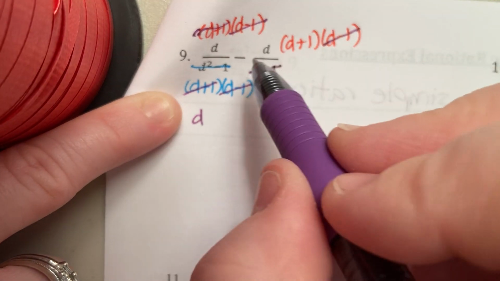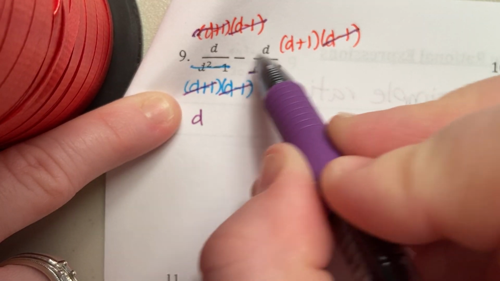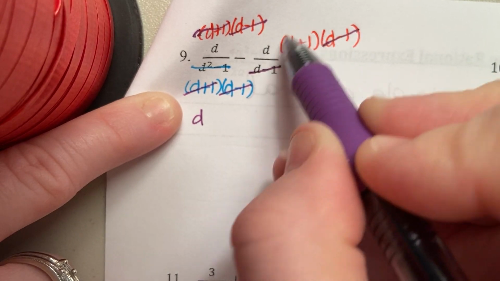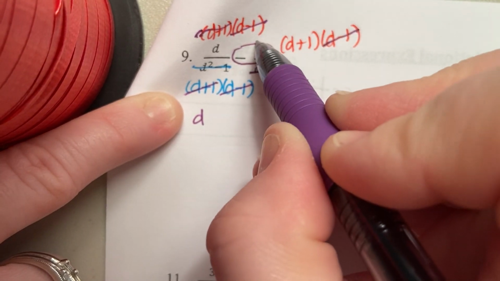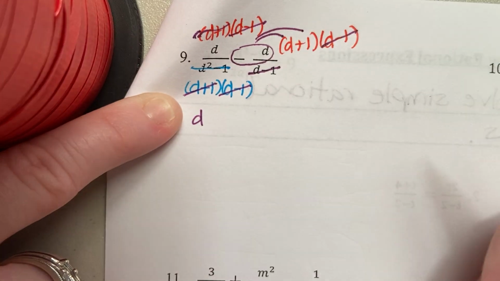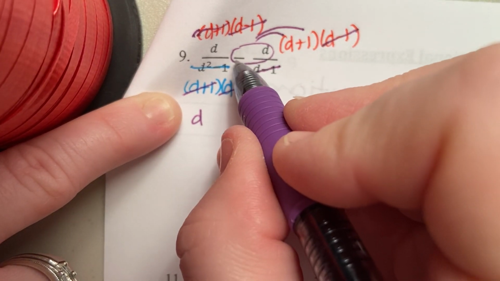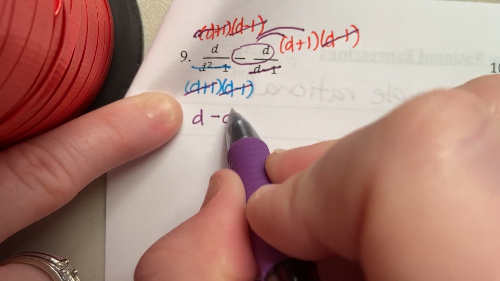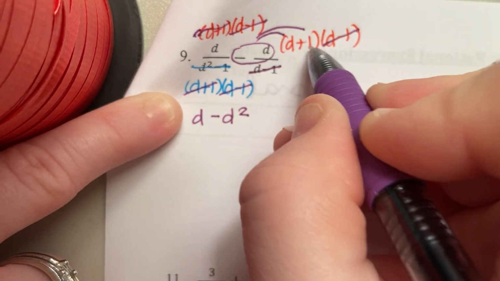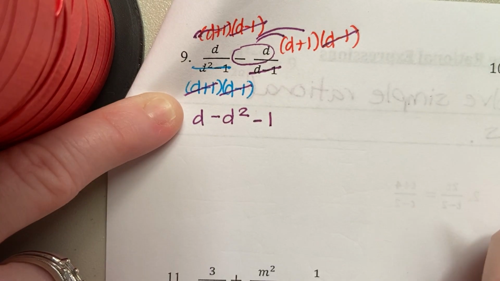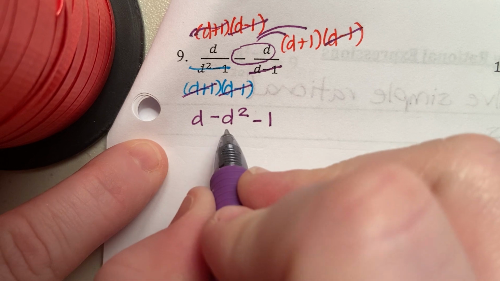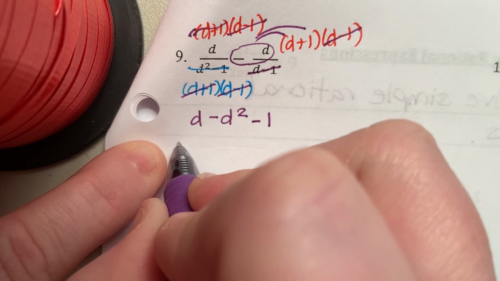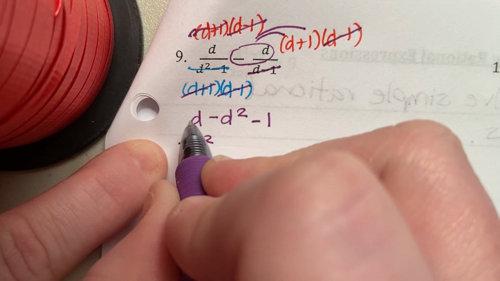All right, but I need to be careful because I have a minus d and I have a d plus 1. So this minus d has to get distributed to both of these terms. So that leaves me with a minus d squared minus 1. So be real careful about that distribution. And I can't combine any terms, but I can put this in order, right? So I would have a negative d squared plus d minus 1.